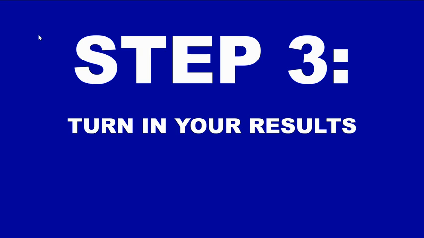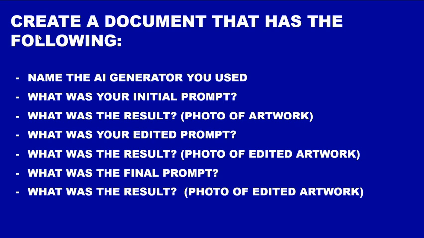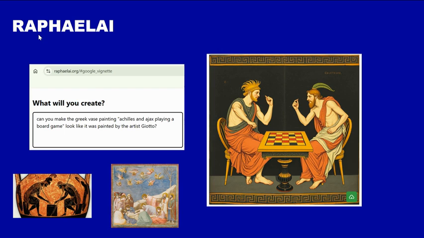All right, and then the third step is turn in your results. I'll show you an example of that in a bit. So here's what you're going to turn in. You're going to create a document that has the following. You're going to name the AI generator that you used and what was your initial prompt to the AI generator, and then show me the result. And then you edit your prompt and then show me the result. And then you edit that prompt and then show me the final result. So this is kind of how it works.